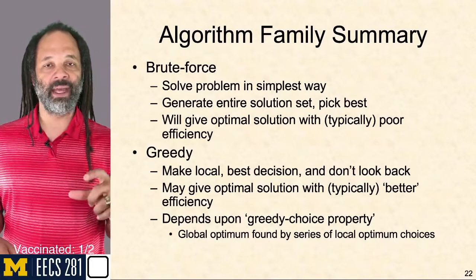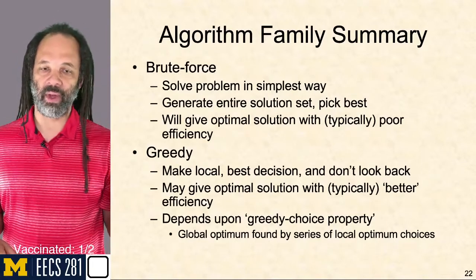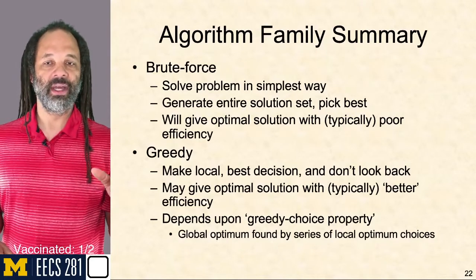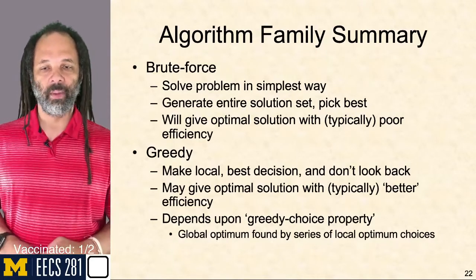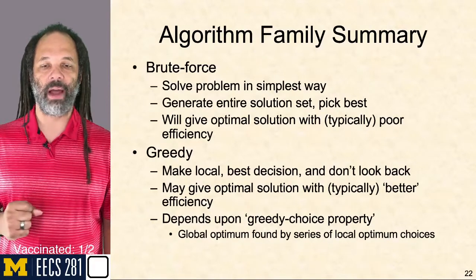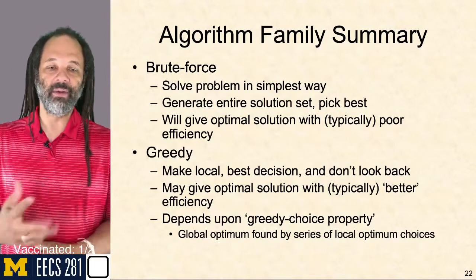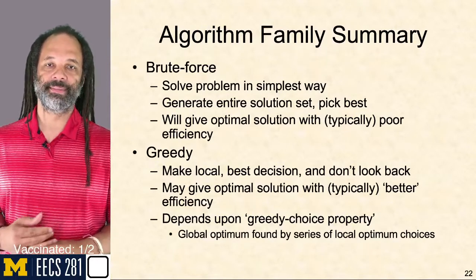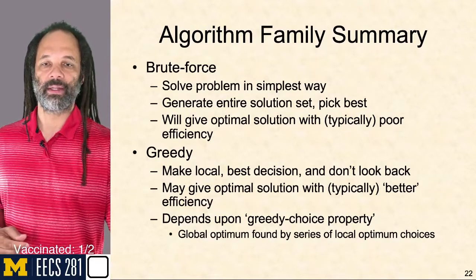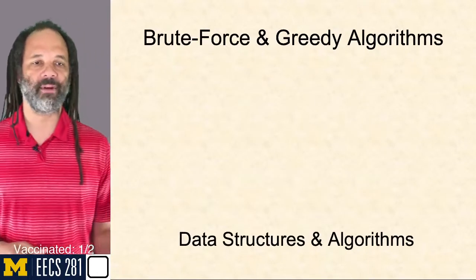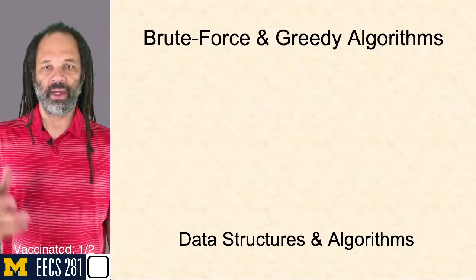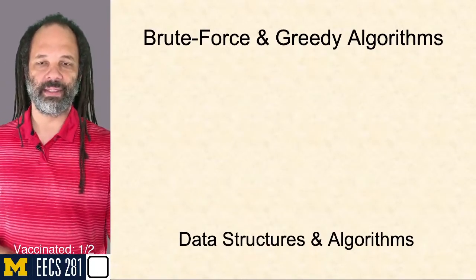So we often get optimal solutions here. Sometimes we don't, though. And they usually have better efficiency than brute force, which is great. But it always depends upon this greedy choice property that says these global optimums have to be found by a series of local optimum choices. All right? So that's brute force and greedy, our first pair. They're simple, and that's what relates them.